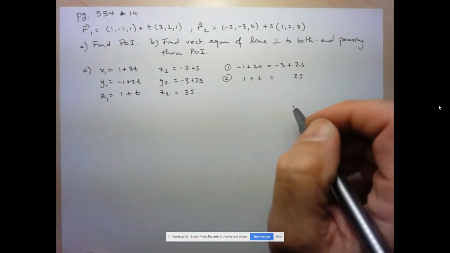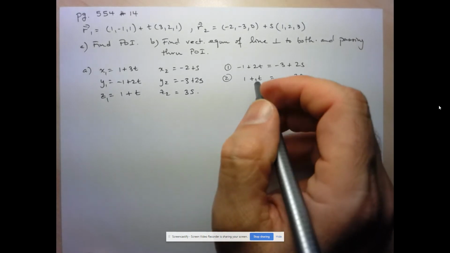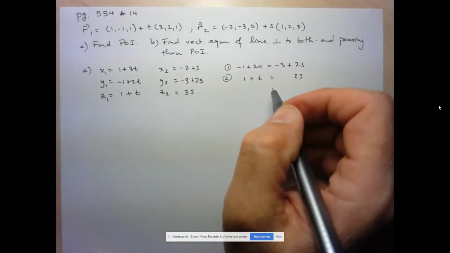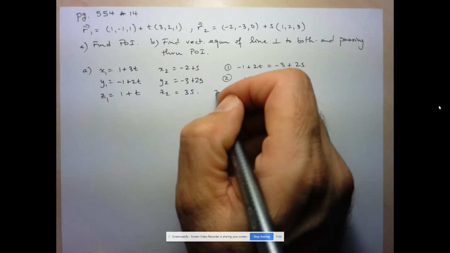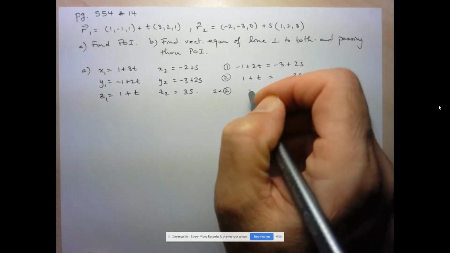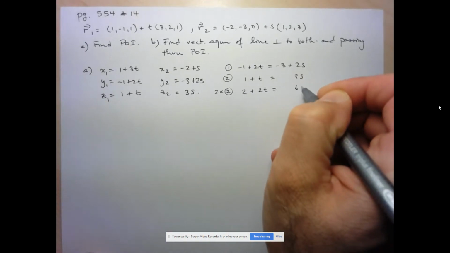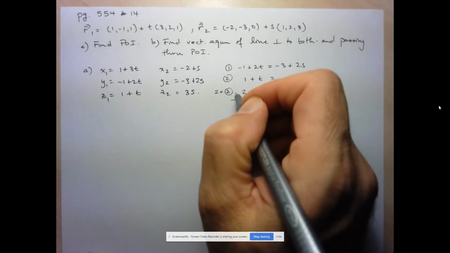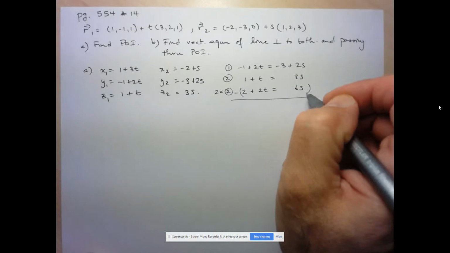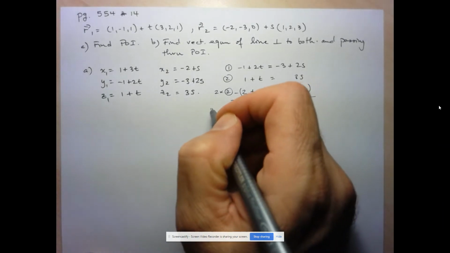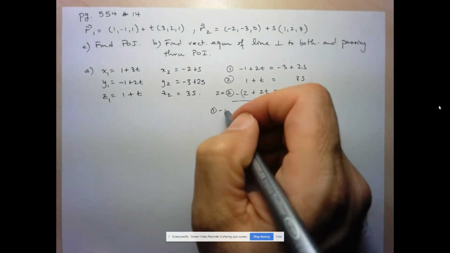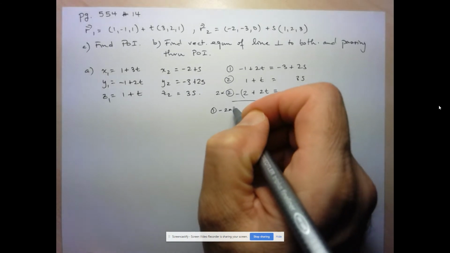Here I'm going to multiply equation 2 times 2 in order to eliminate the t's. So 2 times equation 2, what do we have? We have 2 plus 2t equals 6s. And now I'm going to subtract, so I'm going to do equation 1 minus 2 times equation 2.